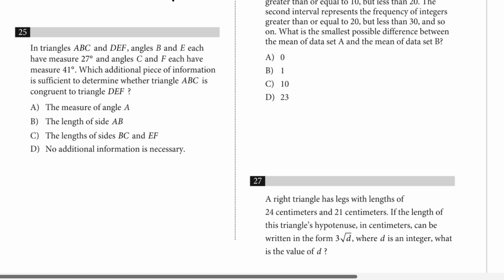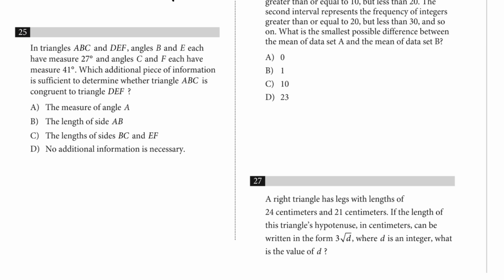Number 25. In triangles ABC and DEF, angles B and E each have measure 27 degrees, and angles C and F each have measure 41 degrees. Which additional piece of information is sufficient to determine whether triangle ABC is congruent to triangle DEF?